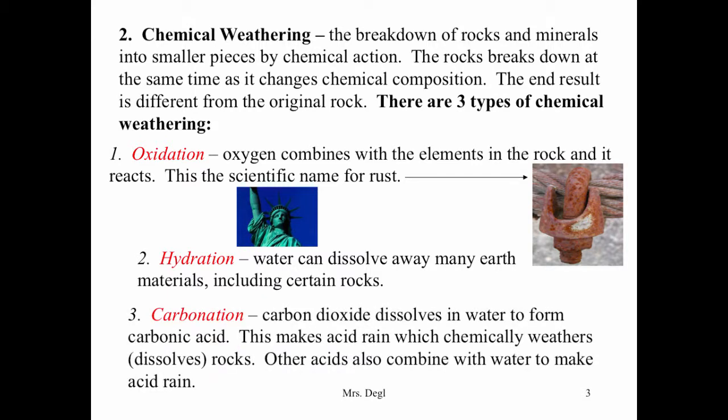Now, carbonation is when carbon dioxide dissolves in water and forms an acid. This makes acid rain, which can chemically weather or dissolve rocks. Other acids can also combine with water to make acid rain. When we burn a lot of fossil fuels, the emissions bind with the water in the air as part of the water cycle, which can change the pH, making it acidic, which makes acid rain. So just know what chemical weathering is and the three main processes.